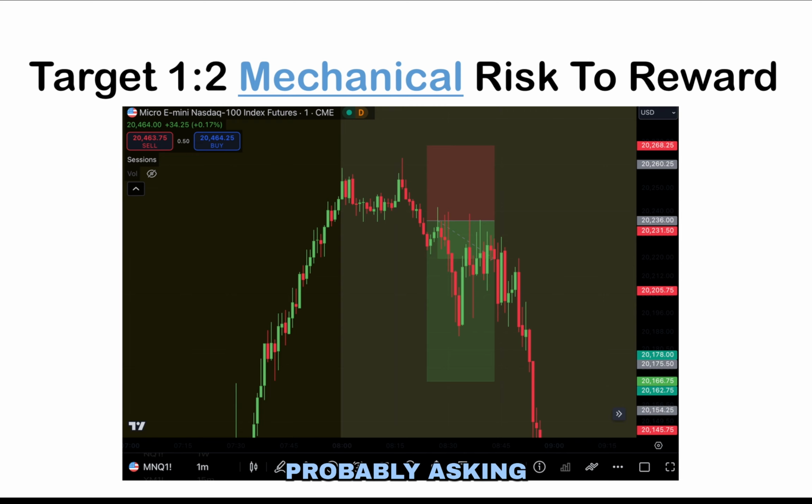Now you're probably asking why a 1 to 2 risk to reward. See, when you're a beginner and you're just copying the strategy, you just want to see a little bit more consistency. And targeting a 1 to 2, you only have to be profitable more than 35% of the time to become a consistently profitable trader. That is literally it. You just have to be profitable more than 35% with the 1 to 2. So having that 1 to 2 mechanically will help you see price, and you're going to get used to it.